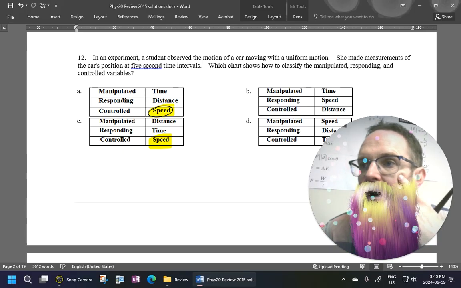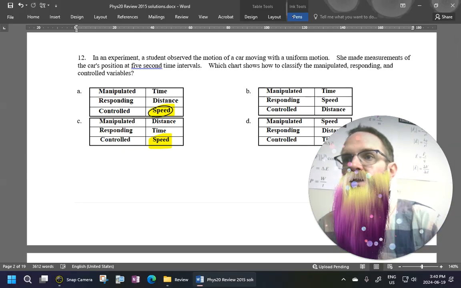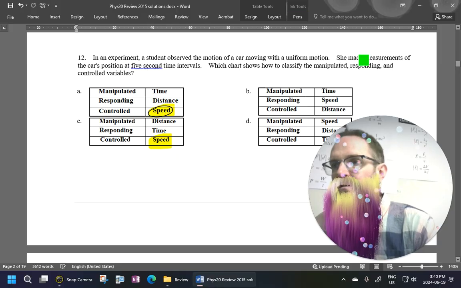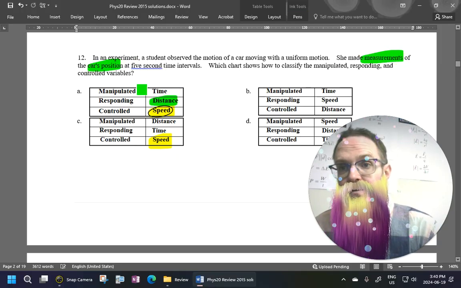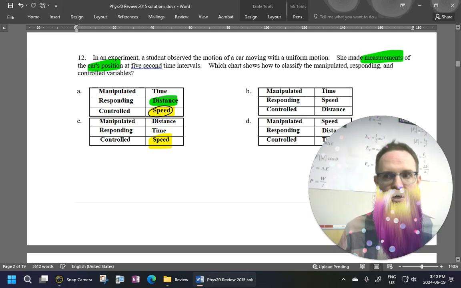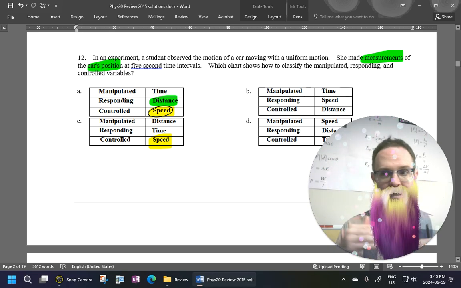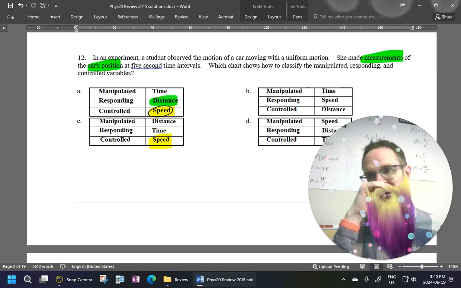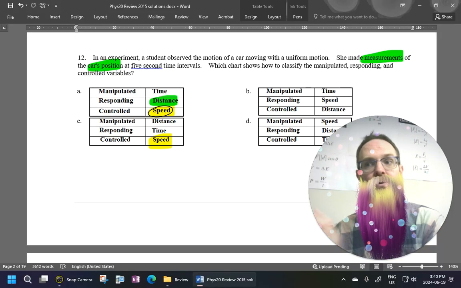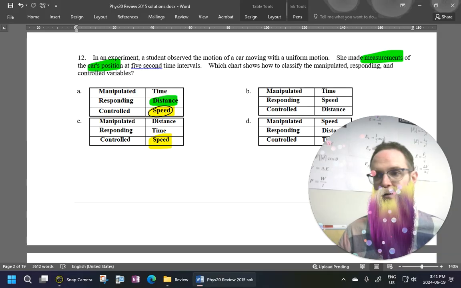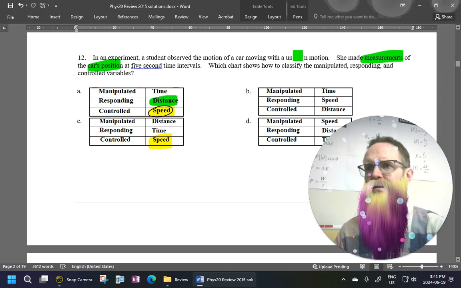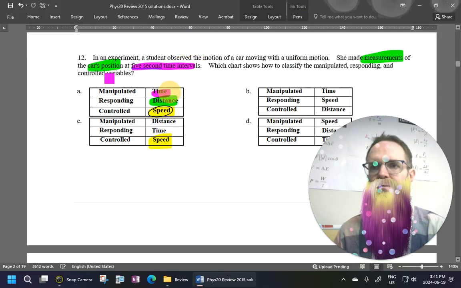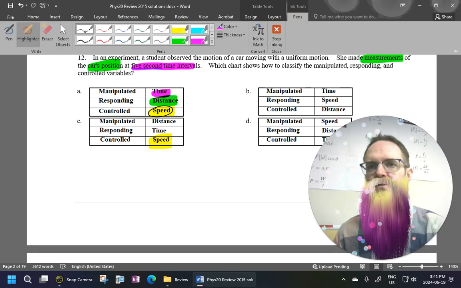Okay. She made measurements. So she was measuring. She made measurements of the position, right? So that was responding. And time usually is going to be on the x-axis, right? It didn't say that at certain distances she recorded the time. That would be the other way around. So time must be manipulated then. Right. 5 centimeters. There's time there, so I like A. A is a good answer for this one.